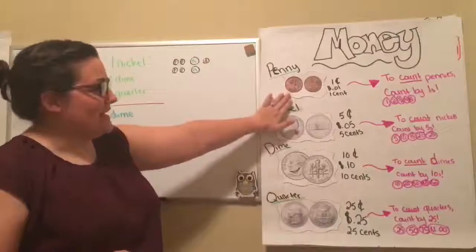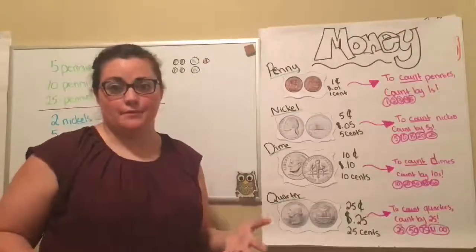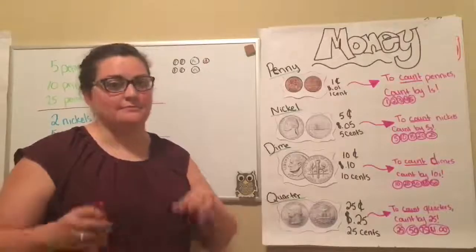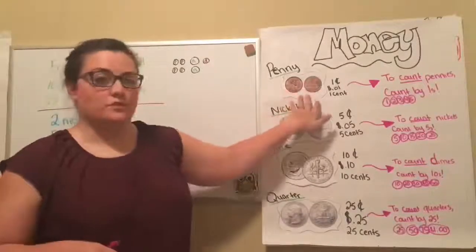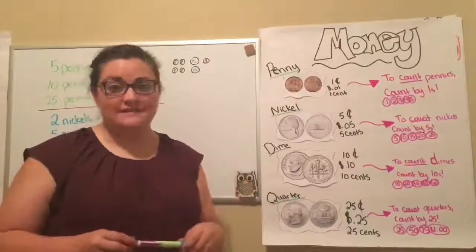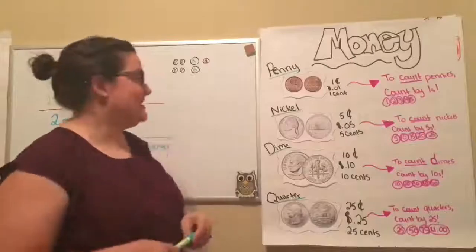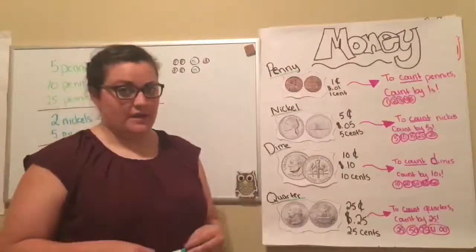All right, a penny. A penny is the one you've probably seen the most. It might be on the ground, it might be in your pocket. It's the coin that only equals 1 cent. Can you say 1 cent? Good. So 1 cent can be written in many different ways.